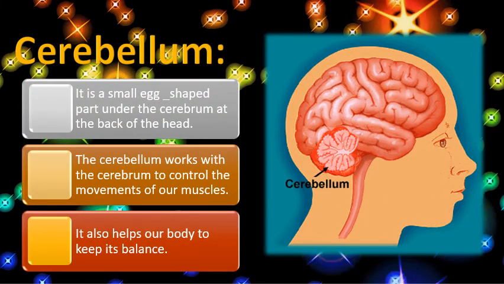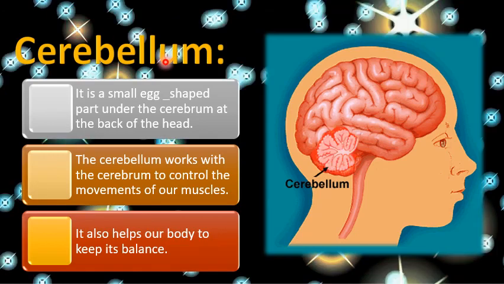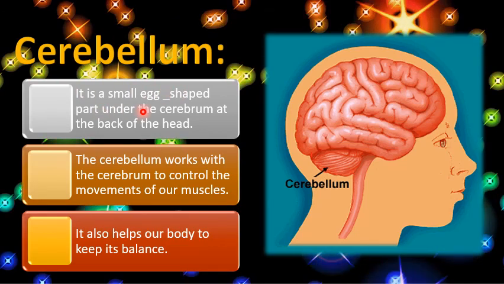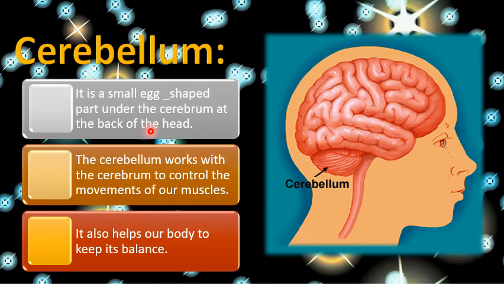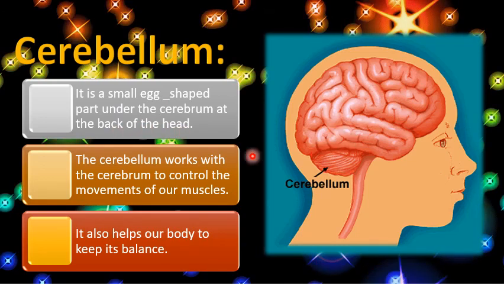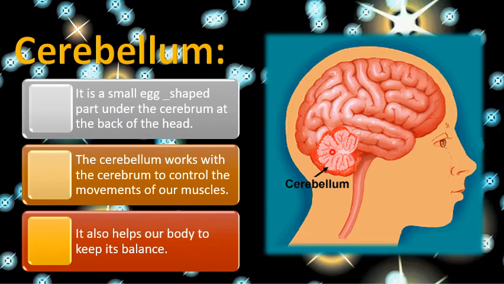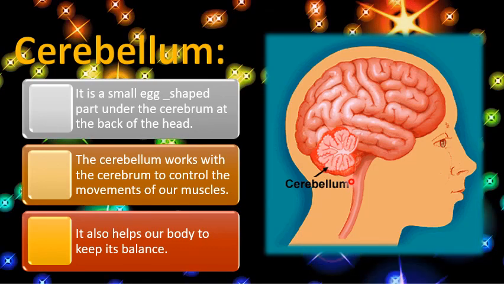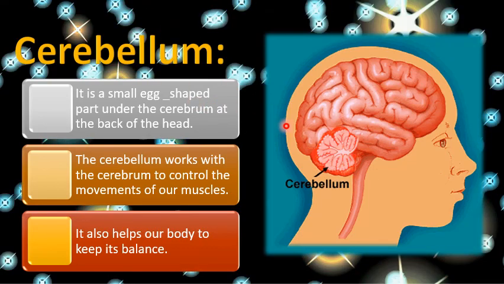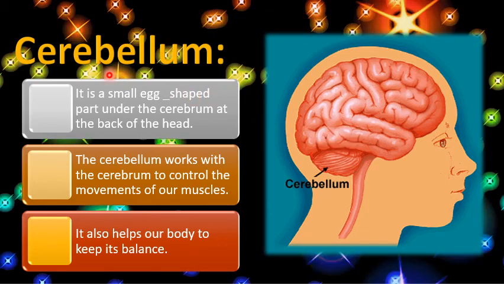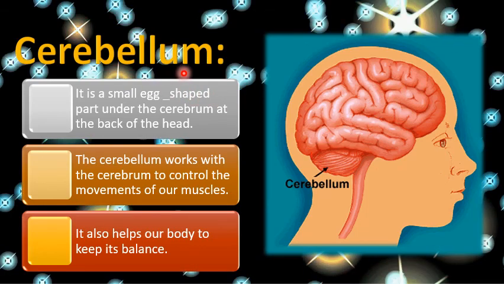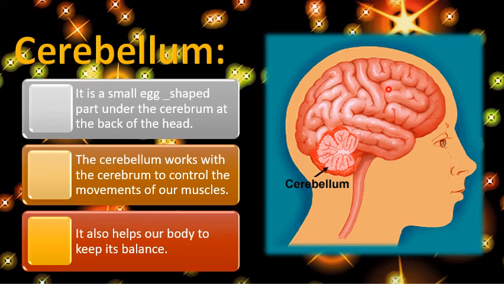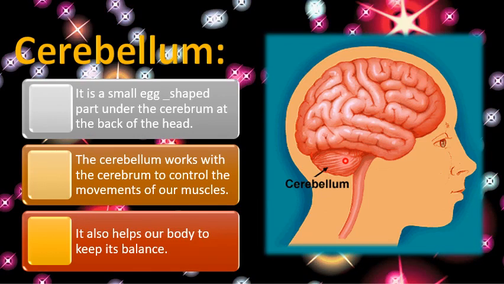Here comes the second part of the brain, and that is the cerebellum. The cerebellum is a small egg-shaped part under the cerebrum at the back of the head. As you can observe the position of the cerebellum here. Remember one thing, cerebrum and cerebellum are different from one another, so be very careful while writing the spelling of them. The cerebrum is the main and largest part of the brain, and the cerebellum is not a large part of the brain. It's a small part at the back of the head.